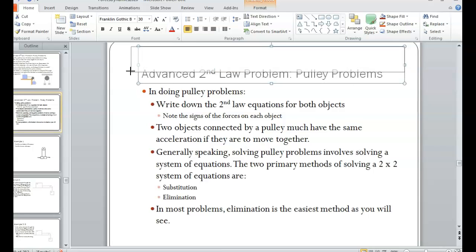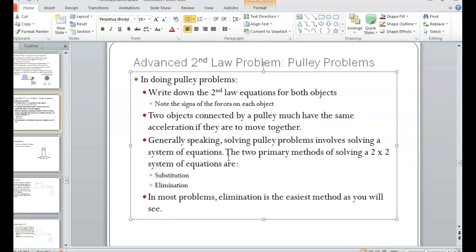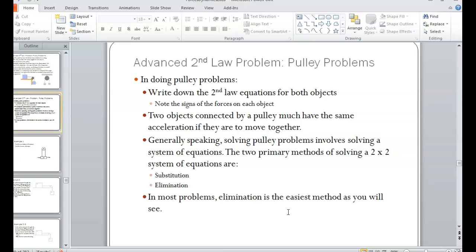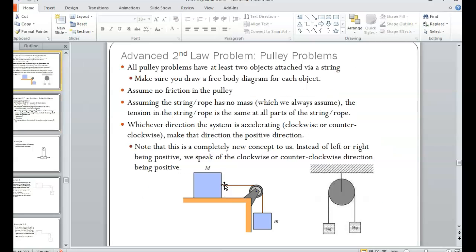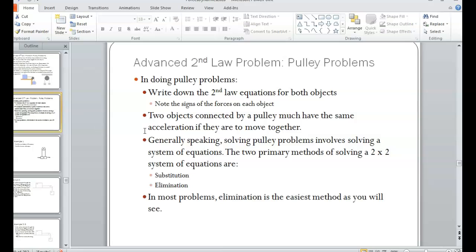And these are just some general steps for solving second law problems with pulleys. Go ahead and add these to your notes, and I'll talk through them really quickly. When you're doing second law problems, of course, you have to write down the second law equations for both objects. Okay, and it's really important that you pay attention to the signs of the forces. In the last example, when I was talking about how this Ft would be positive because it's clockwise, and the other Ft was negative because it's counterclockwise, when you write down the second law equations, you have to include that sign, and I'll show you what I mean in just a second.